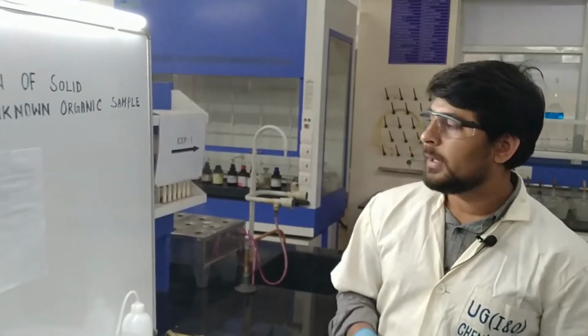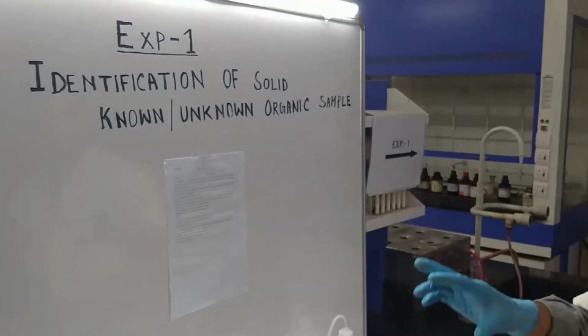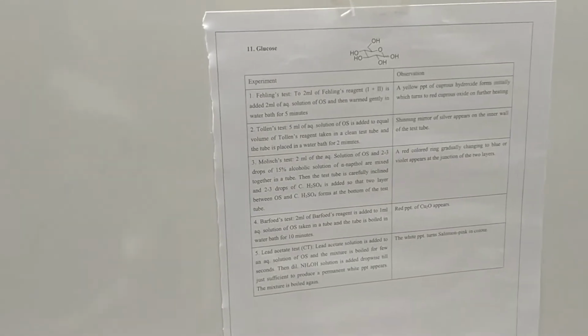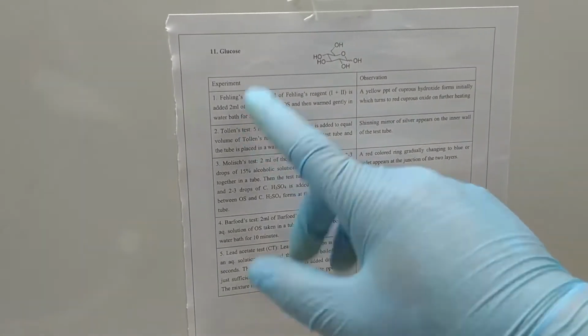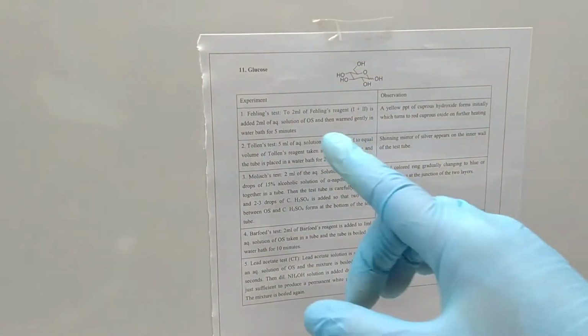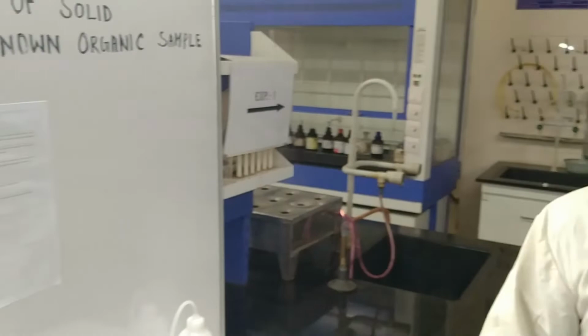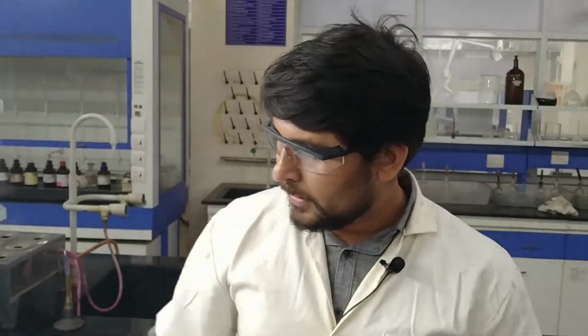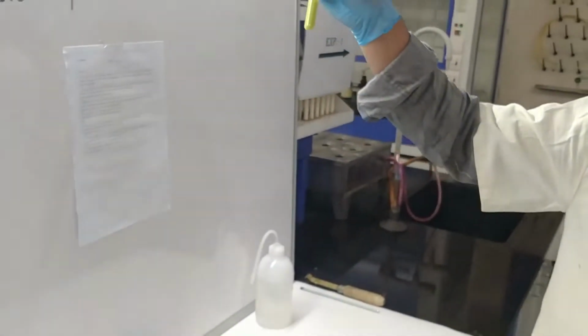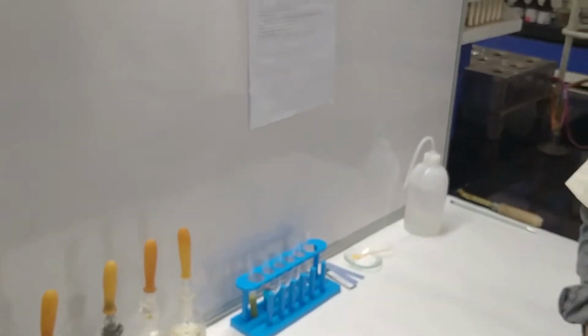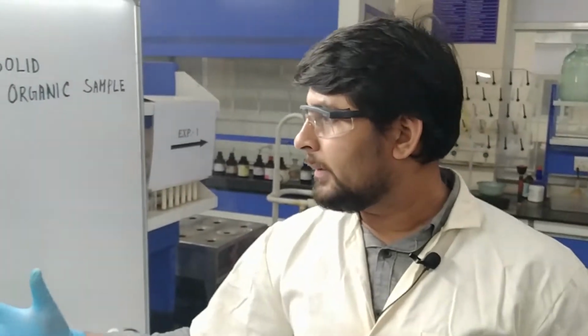All the tests that we have to perform over here are provided in the manual, and these are the tests. Okay, so here the first test is what? Again, Fehling's test. Fehling's we already did in the preliminary, so no need to do it again for the confirmatory. Okay, so here is the result of the Fehling's test, and that is positive.